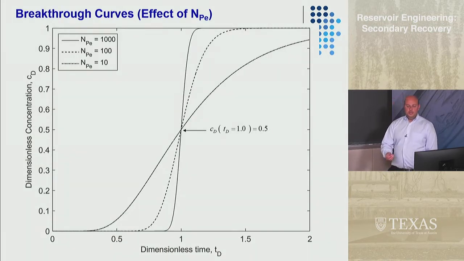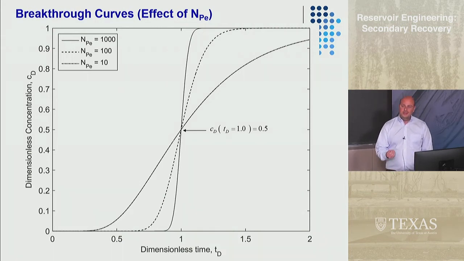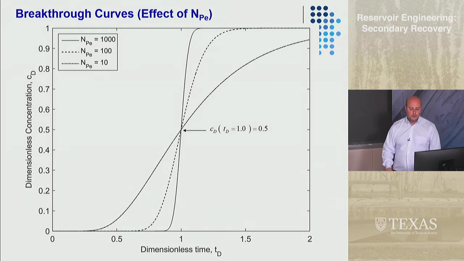If we look at the dimensionless concentration versus dimensionless time at the exit, and this is something we can measure in the lab, and in the reservoir because we're looking at the concentration in our producer well with time. This is concentration from 0 to 1, and this is dimensionless time. You can see that for all these Peclet numbers, at a dimensionless time of 1, the exit concentration is 0.5. So we use that data.